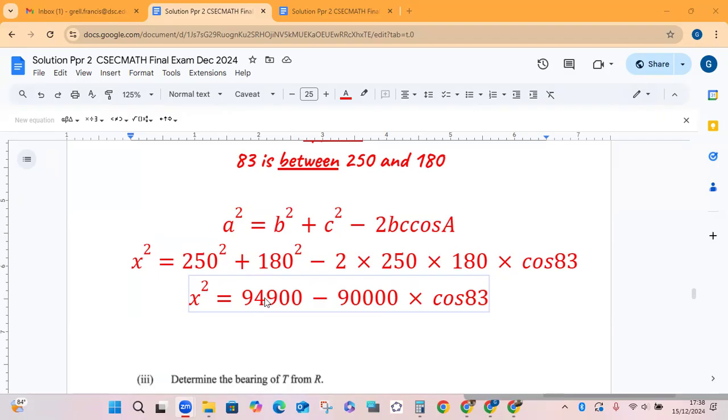Now you cannot subtract 90,000 from 94,900 because multiplication comes before subtraction. There's a multiplication between 90,000 and cosine of 83. Unless this has been done, subtraction cannot happen. Please do not make that mistake when you are using this formula. We cannot subtract 90,000 from 94,900 because 90,000 is not by itself. 90,000 is being multiplied, and multiplication comes before subtraction when it comes to BEMDAS.